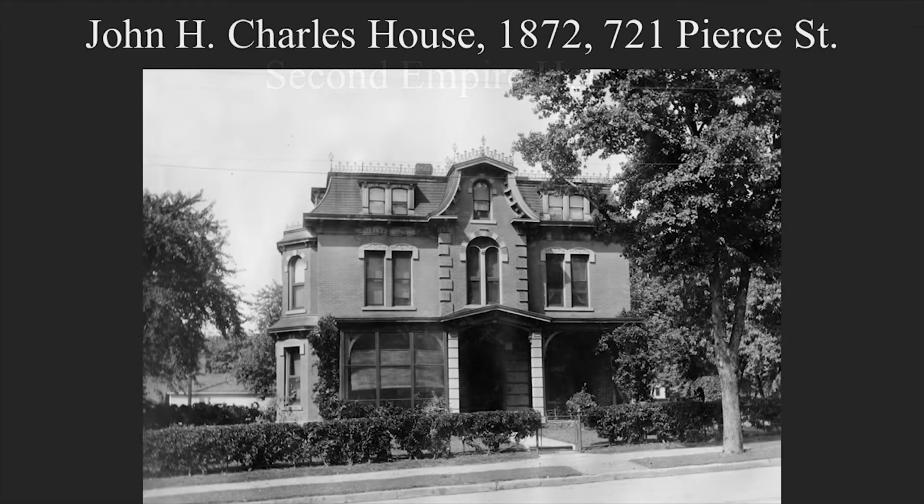This is a John H. Charles house, built in 1872 at 721 Pierce Street. This is a Second Empire house. So there are 3 main features in the Second Empire style. Those would be, on the second floor above the main entrance, you can see these things that look like large blocks. These are implemented in brick, and those are called coins. That is one major element you'll see in Second Empire style houses.